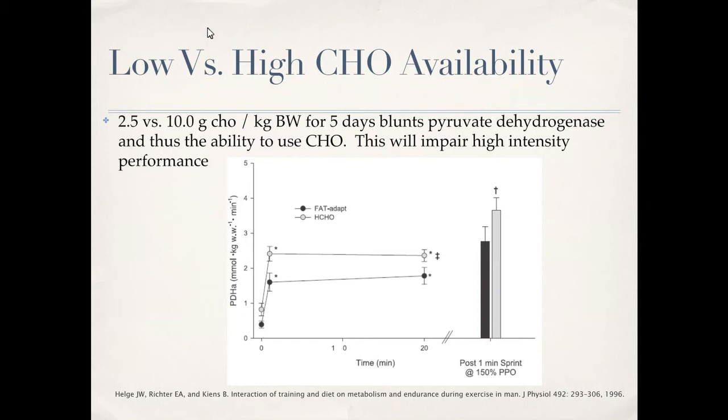But one thing that should concern you is that if you go very low carbohydrate, like 2.5 grams per kilogram versus 10, essentially the lower carbohydrate will blunt pyruvate dehydrogenase activity, and thus the ability to use CHO. But CHO, or carbs, are very important for high-intensity exercise. So if you look here, the fat-adapted group, basically after 5 days of becoming fat-adapted, their pyruvate dehydrogenase activity had decreased compared to the high-carbohydrate group. If you look at sprinting in the gray group versus the fat group, the actual sprinting performance was greater.